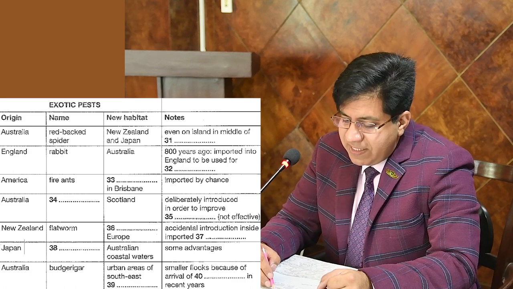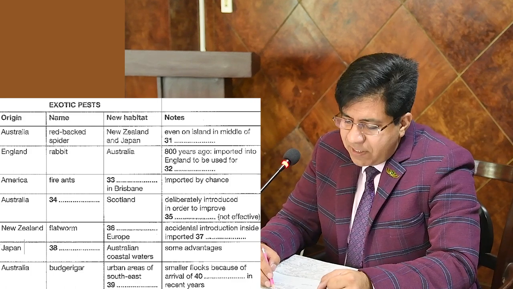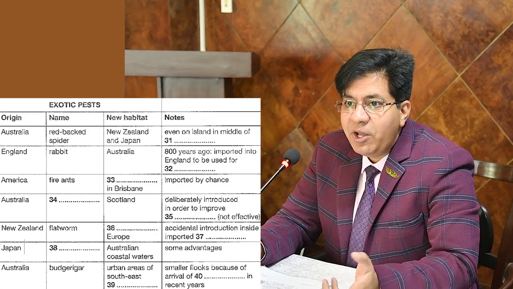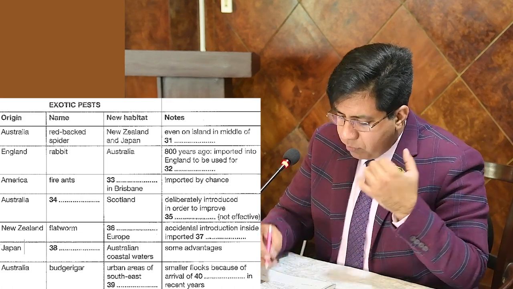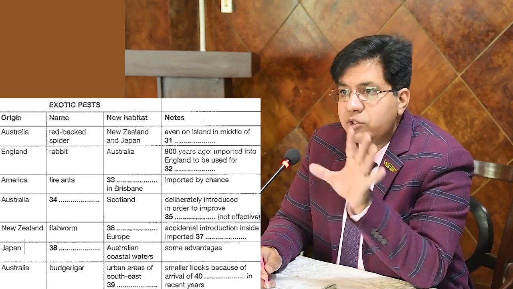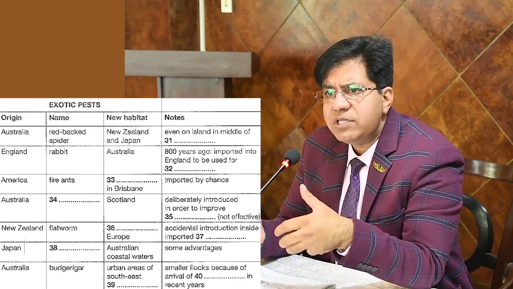In gardens in the city of? And some people write city in Brisbane. No, city of Brisbane. So the answer is gardens. Now, whether you write garden or gardens, your answer will be correct. Why? Because there is no verb after that.